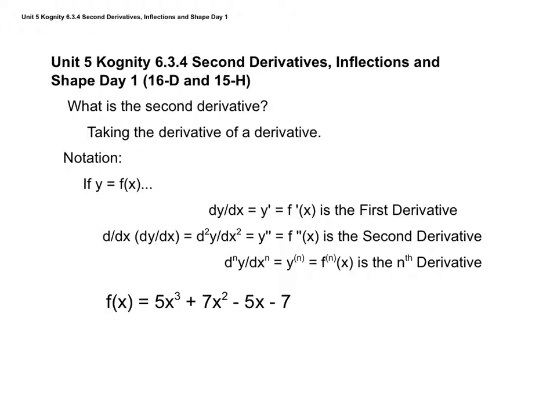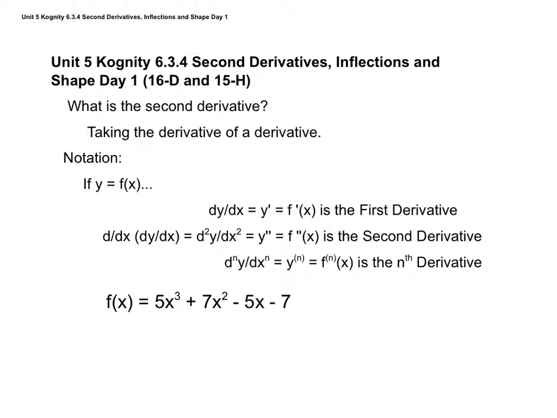When we're doing this, just to remind ourselves of the notation, the second derivative is the derivative of the first derivative. You may see it written as d squared y dx squared, or you might see it written as y double prime, or f double prime of x. That's our second derivative.